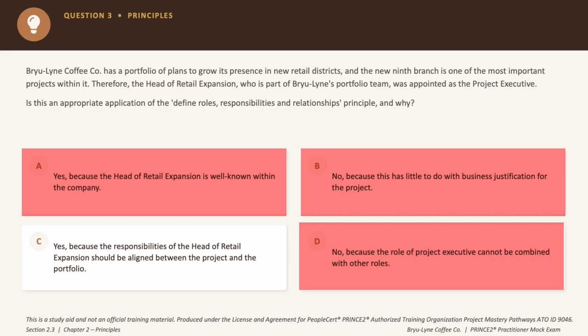So eliminated as well. Now option C says yes because the responsibilities of the head of retail expansion should be aligned between the project and the portfolio, and that is exactly how Prince2 expects this alignment when a project sits inside a wider portfolio or program. So the correct answer to this question is option C. Let's move on to question number 4.